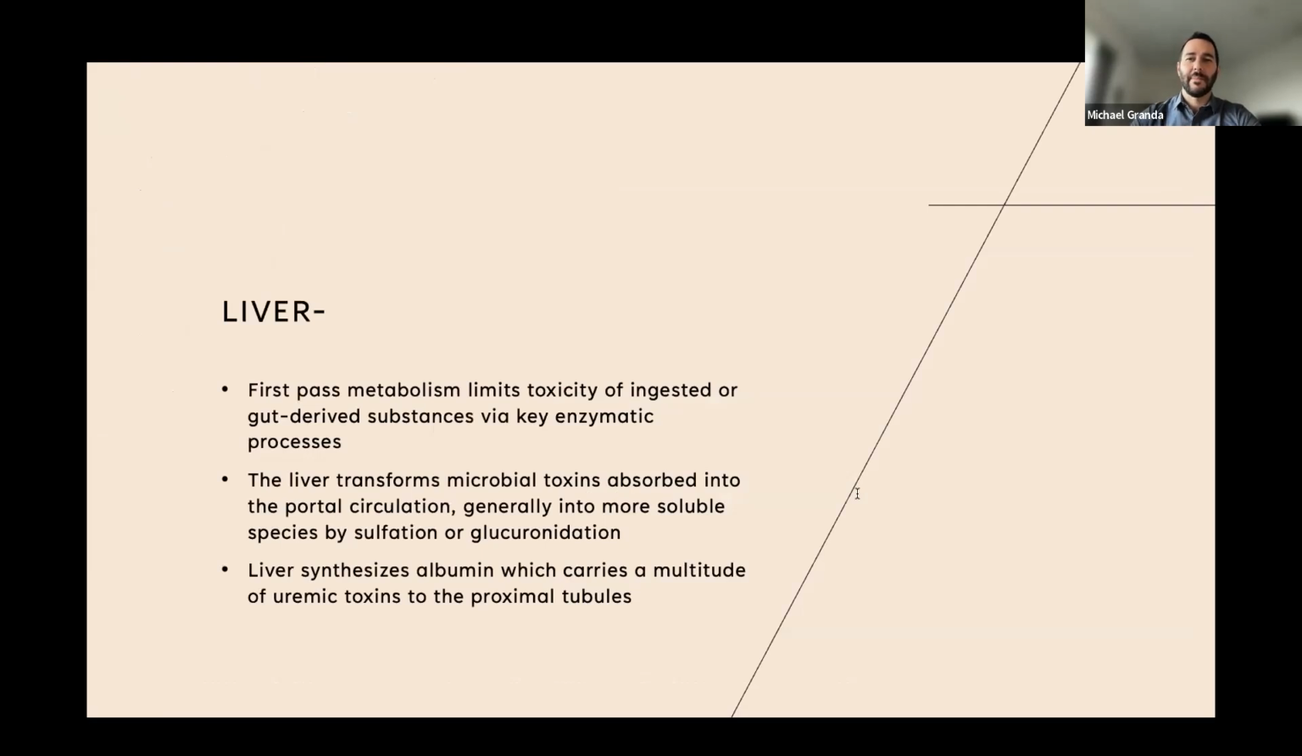So moving on to the next step of the process, the liver's first pass metabolism plays an important role in limiting the toxicity of ingested substances, and it transforms them through different enzymatic steps. Several of the solutes are rendered more soluble or more easily distributed to the kidneys for elimination by the liver. And lastly, the liver synthesizes albumin, which I said is the main carrier for many of the uremic toxins.